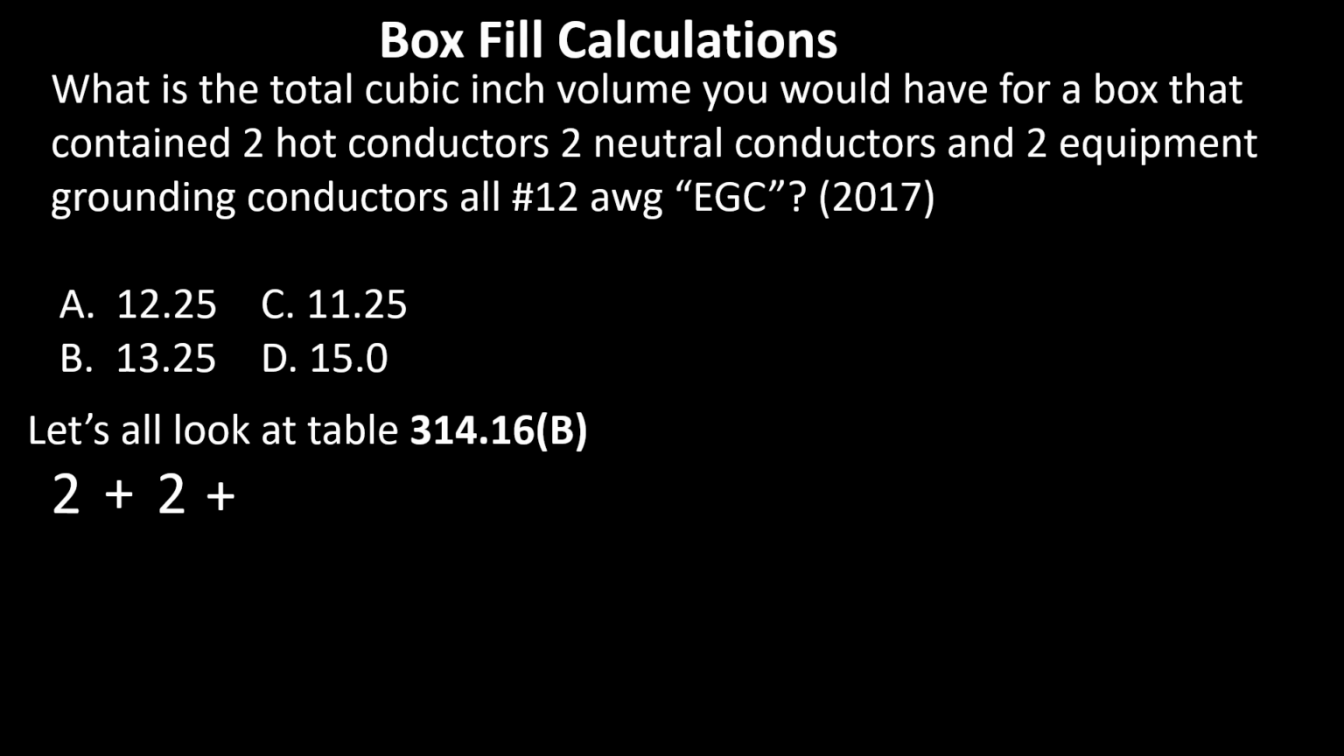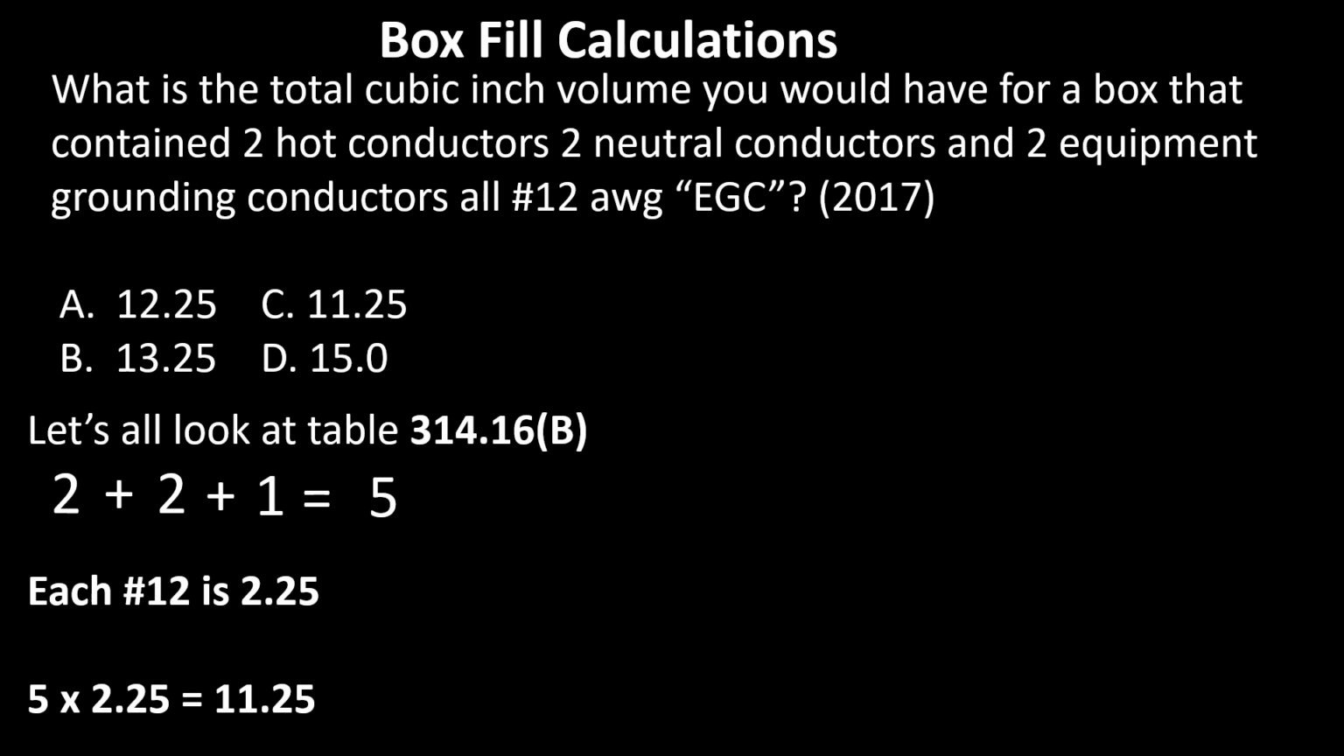Well, the code states that we only have to count it as 1. It doesn't matter how many are in the box. It only counts as 1 of the largest conductor that's in that box. So in this case, it's going to count as 1 number 12. So first, let's total our conductors. We have 5. Now, we're going to head back to table 314.16(B), and each 12 gauge conductor is 2.25. So we take our total conductors, we multiply it by 2.25, and that's going to give us a total of 11.25 cubic inches for our cubic inch count. And we're going to select C.